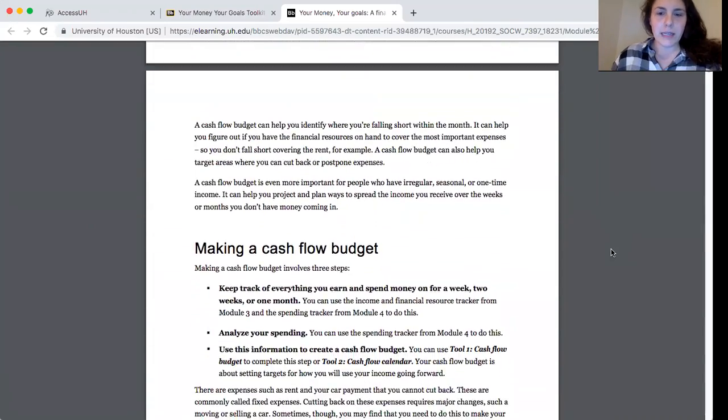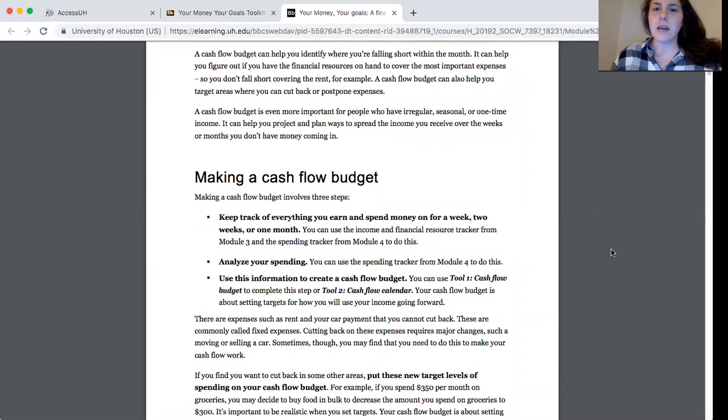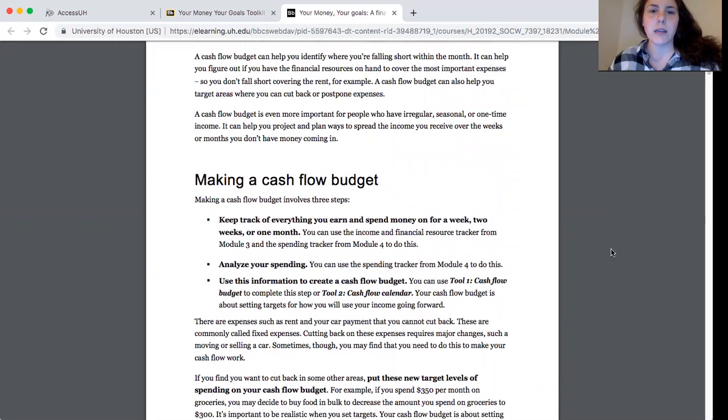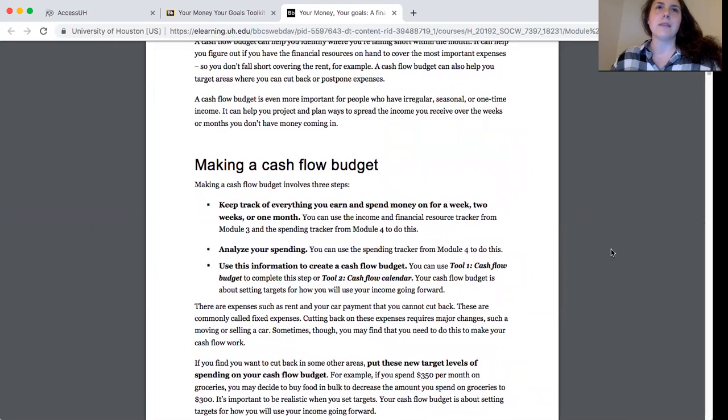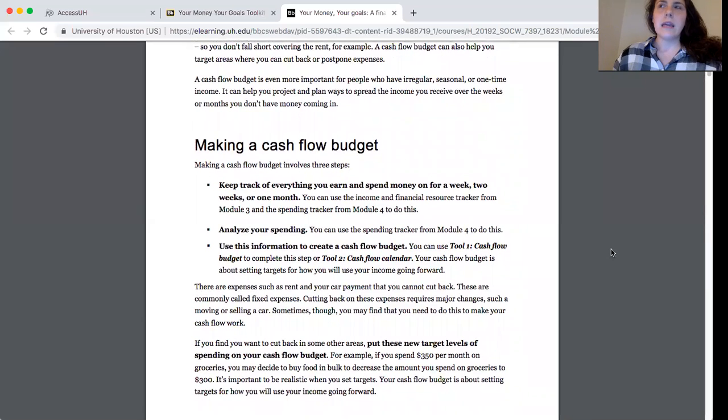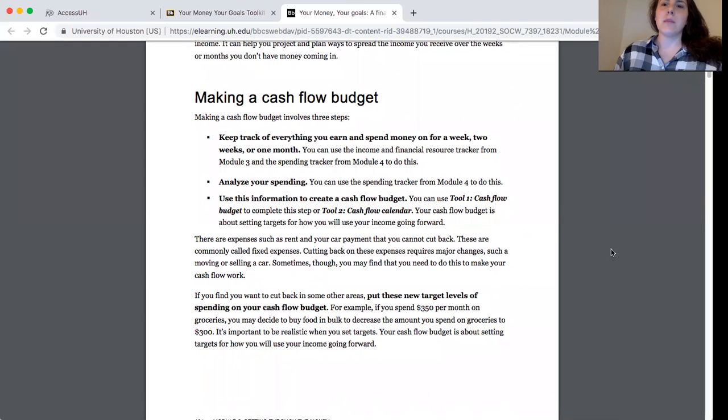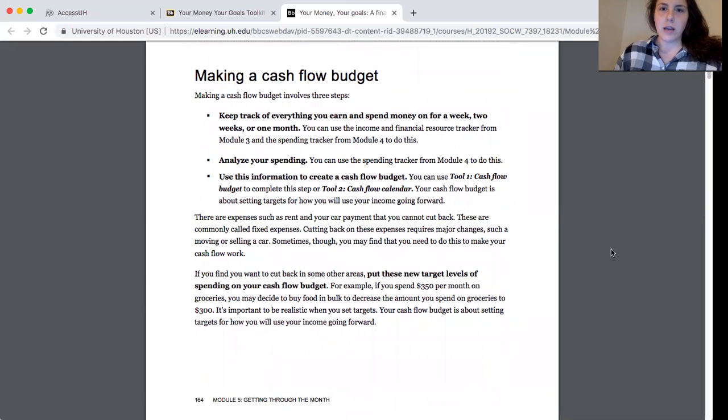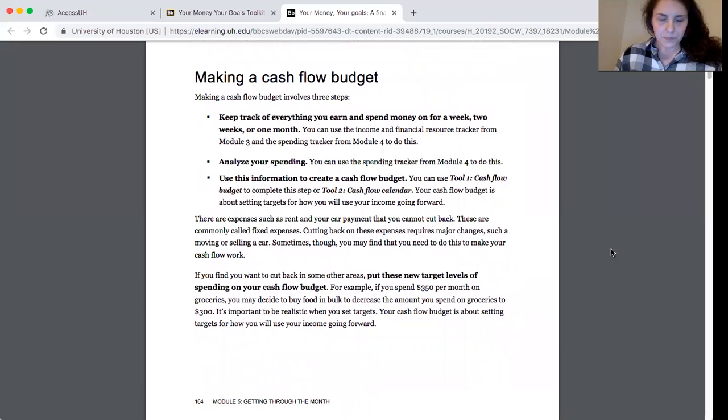So again, it's great for varied income, irregular income, seasonal income. It helps project on a weekly basis and, at a glance, a month ahead. And it's a way to disperse the income that I receive over the weeks, whether I'm not having money coming in or if I have more this week or this month than I do the next month or months to come.